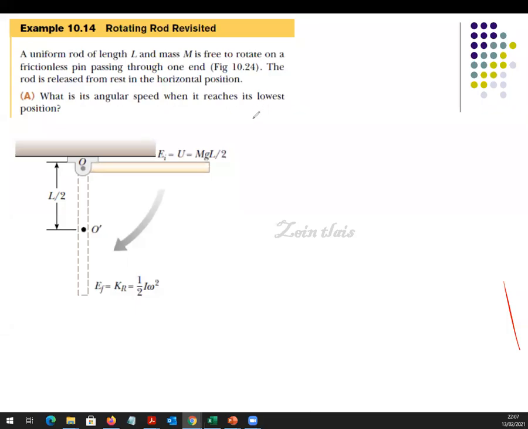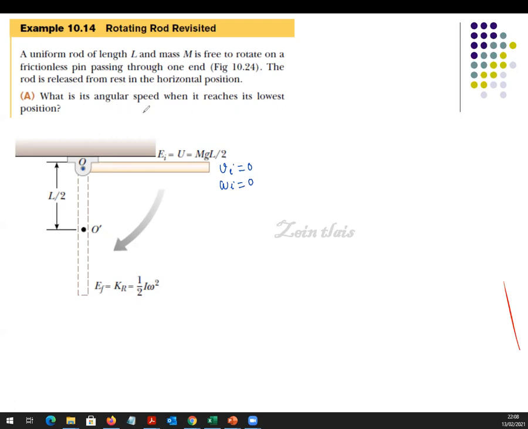Example 10.14. We have a uniform rod of length L and mass M, free to rotate on a frictionless pin. We have an axis passing through one end, let's say at the point O. The rod is released from rest in the horizontal position. At this position, we release the object with V initial equals 0 and omega initial equals 0.